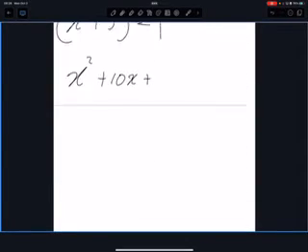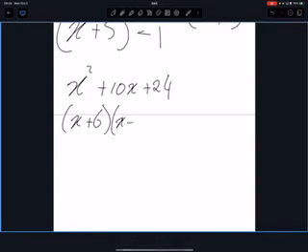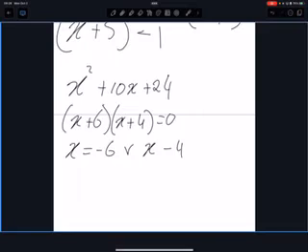I'll go from the beginning. X squared plus 10x plus 24. Find the roots. Easy. 6 and 4. X plus 6, x plus 4 equals 0. This is how you should make it in an exam. X equals minus 6 or x equals minus 4. Yes?